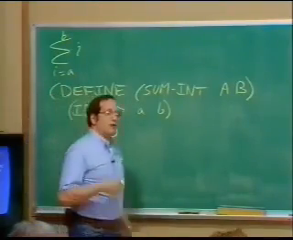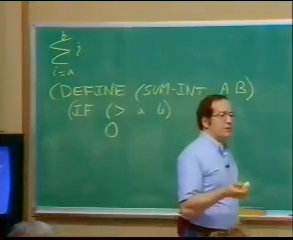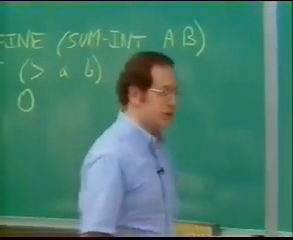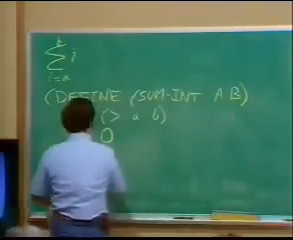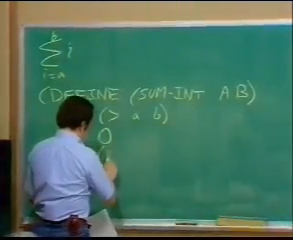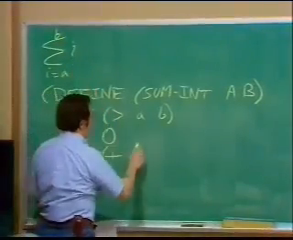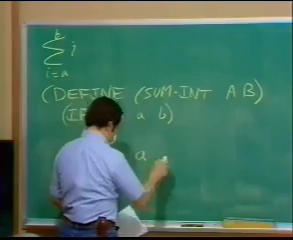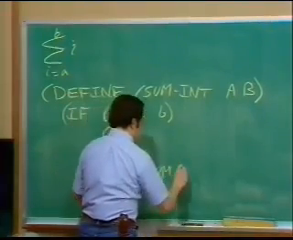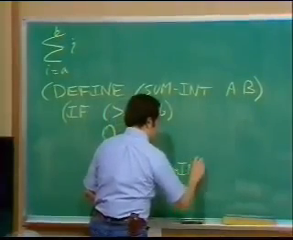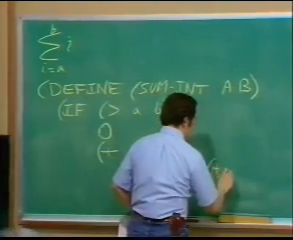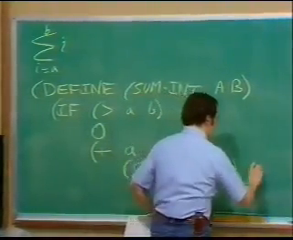Otherwise, I'm going to try to reduce this problem to a simpler problem, and maybe in this case I'm going to make a sub-problem of the simpler problem and then do something to the result. So the easiest way to do this is say that I'm going to add the index, which in this case is A, to the result of adding up the integers from A plus 1 to B.